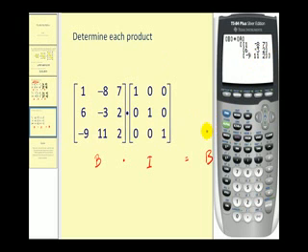So now you can probably tell why you can think of the identity matrix as the number 1 in algebra, because when you multiply it, the result is the same.